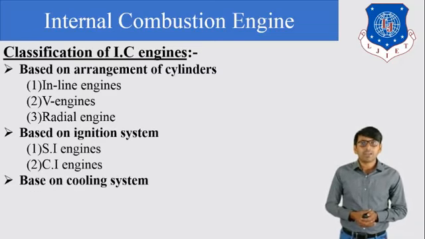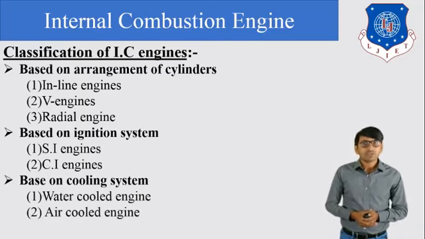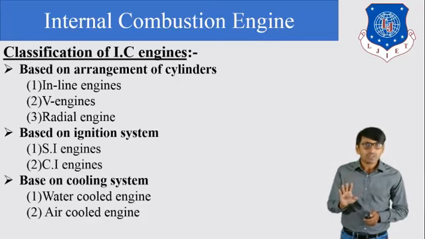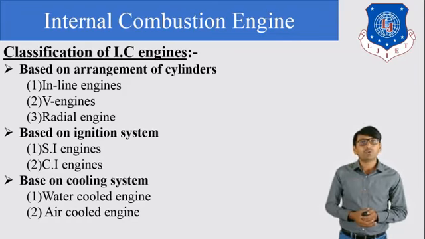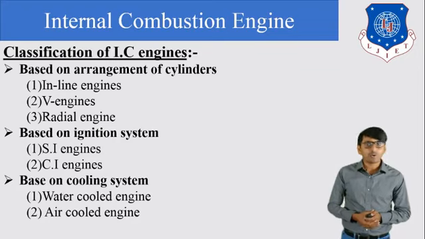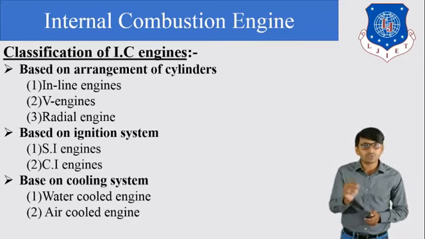The next one, based on cooling system. So the cooling system is mainly used for cooling purpose, because during combustion of fuel inside the cylinder a large amount of heat is produced. So to control this temperature limit, we have to use a cooling system. Now there are mainly 2 types of cooling system used in IC engine. First, water-cooled engine in which water is used for cooling purpose, and second, air-cooled engine in which air is used for cooling purpose.